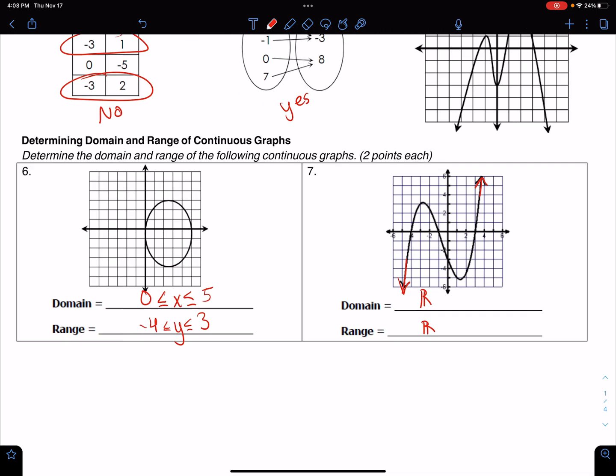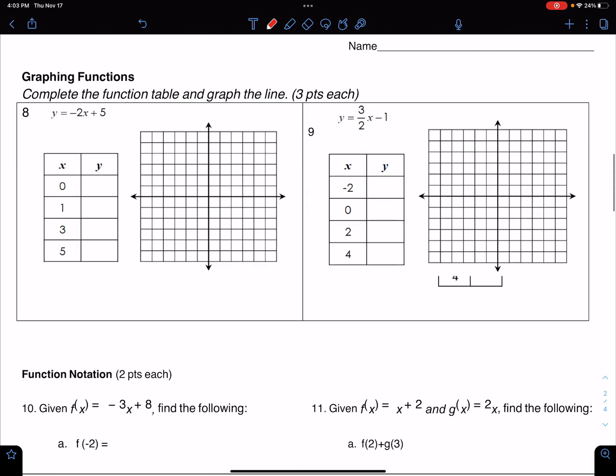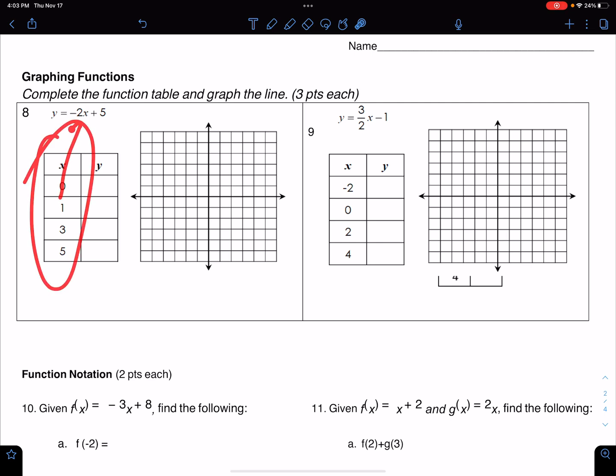Okay, so on to the next page. It says complete the function table and graph the line. So this one's pretty easy. All I do is I plug all of these x's into this equation. So the first one, I plug in 0. -2 times 0 is 0. 0 plus 5 is 5.